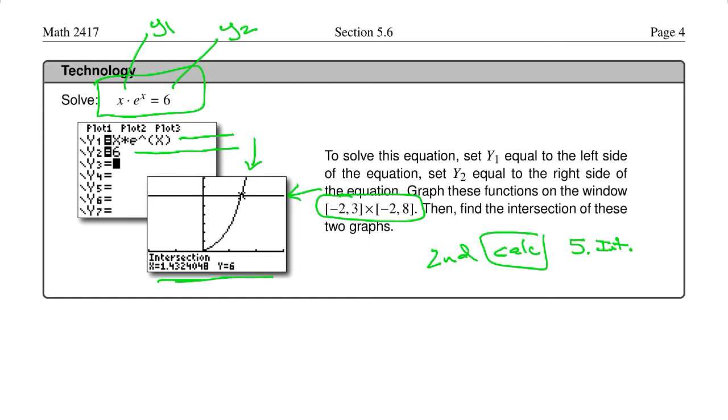And so the solution for x that we're looking for is x is equal to 1.432, rounded to 3 decimal places.